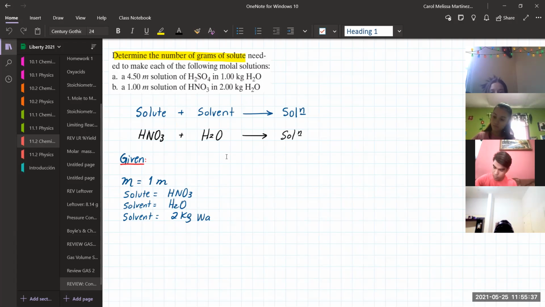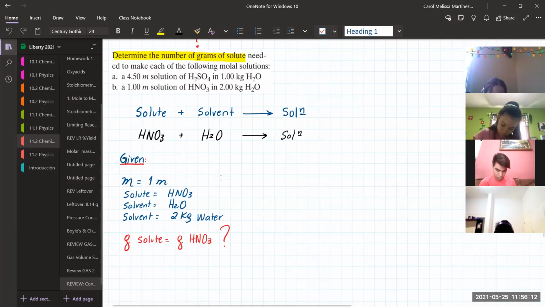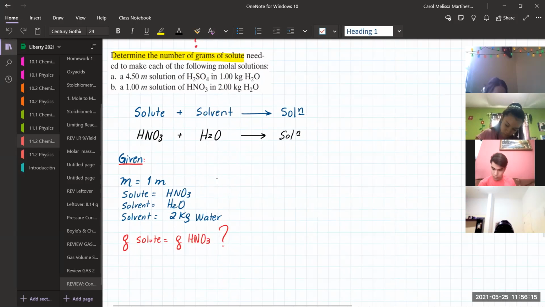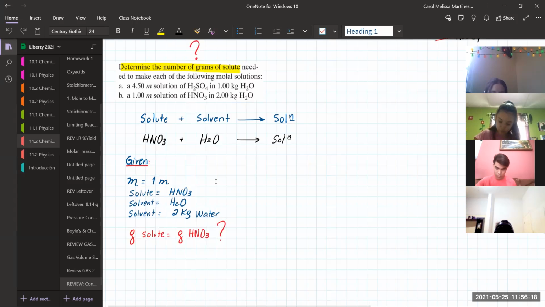Okay. Now, what do I need to find? It says determine the number of grams of solute. My solute is nitric acid, so I'm looking for the grams of nitric acid. The grams of solute, which is nitric acid. This is what I'm going to look for. Okay, that is my unknown, and that's what I'm looking for. So the solution process for this problem is quite the same.